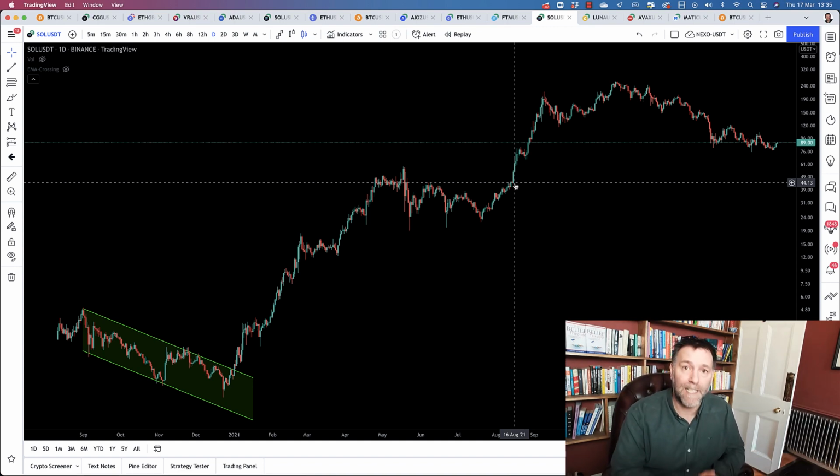My name's Stephen Aitchison, and today we're going to be talking about Aleph Zero and seeing where it could go using something called the full 34 Fibonacci extension.